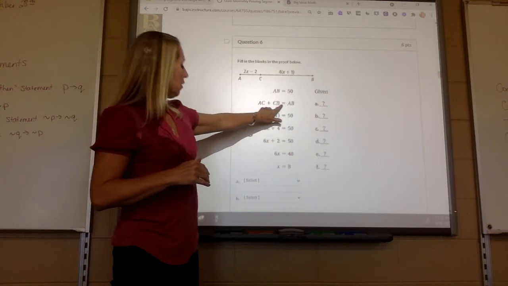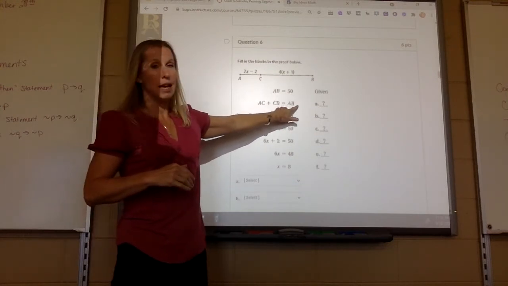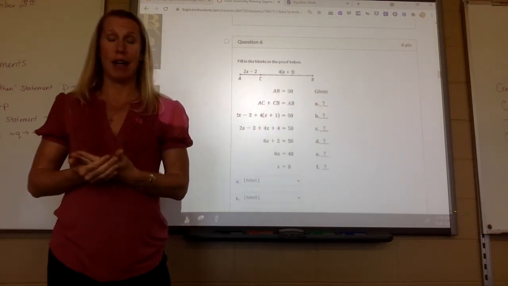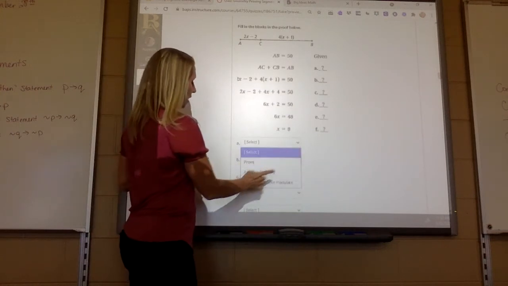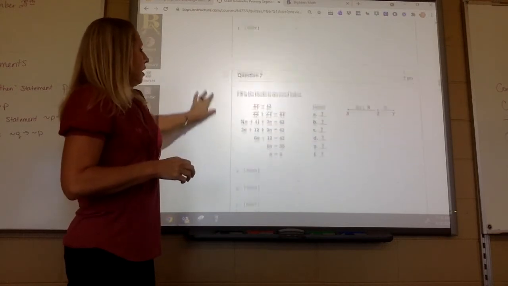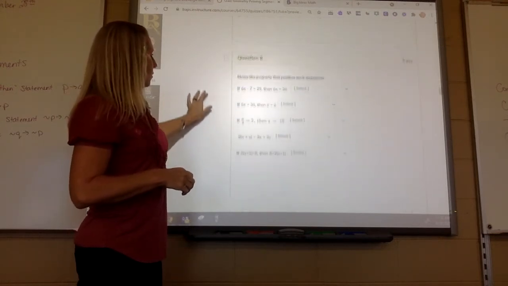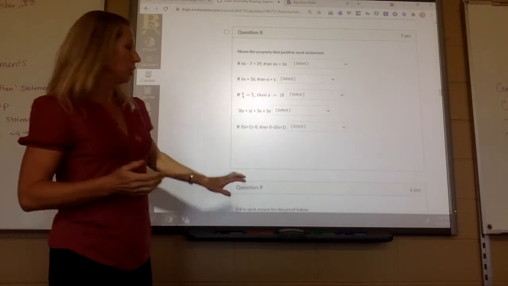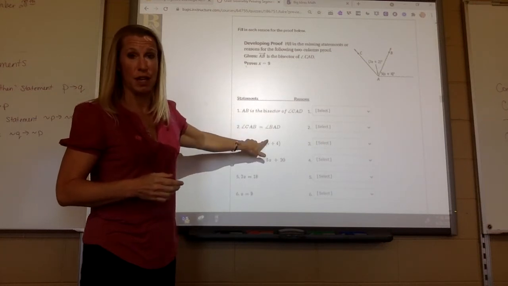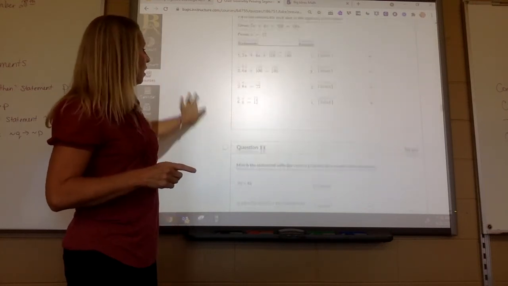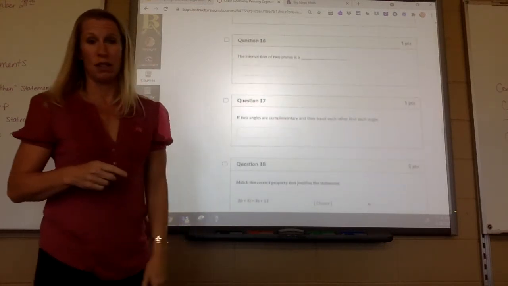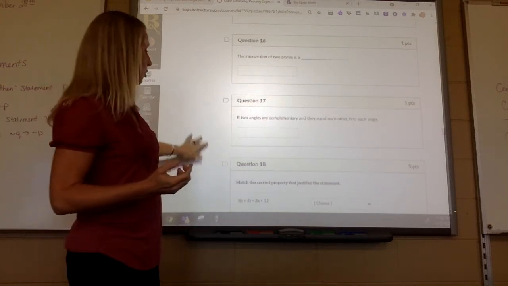Oh, this is the one where, see how I'm adding segments together? AC plus CB equals the whole thing AB. Anytime you're adding segments, it's called segment addition. Segment addition postulate. Here's another one, adding segments. This you're going to just tell me which property we used. Anytime there's a word in a proof, the next line is definition of that word. Then there's some review, lots of review problems. It's kind of review over the whole chapter.